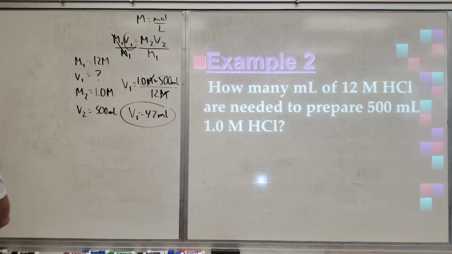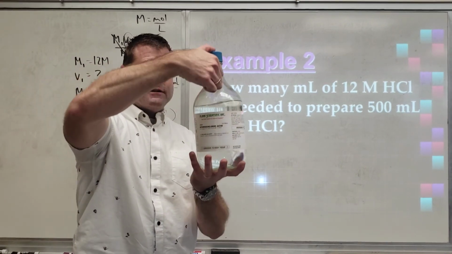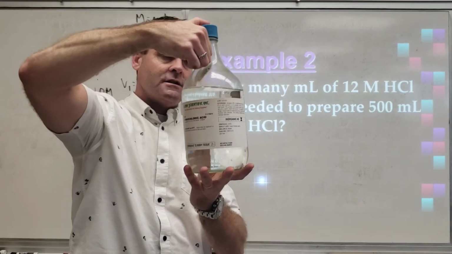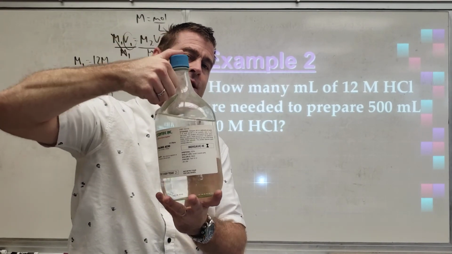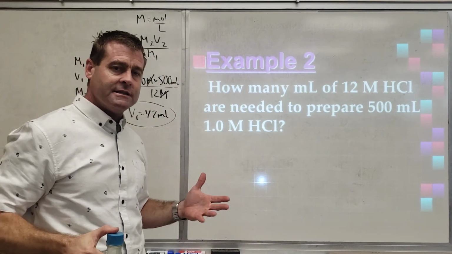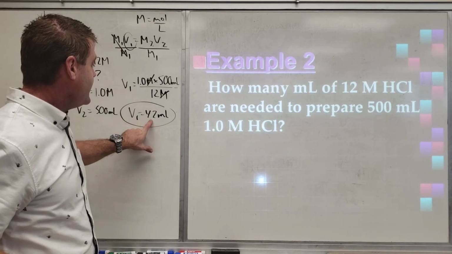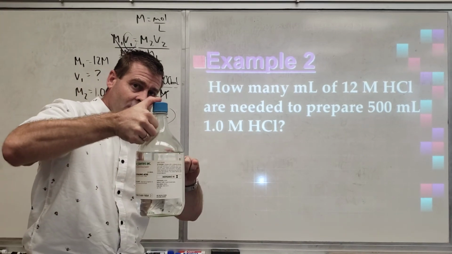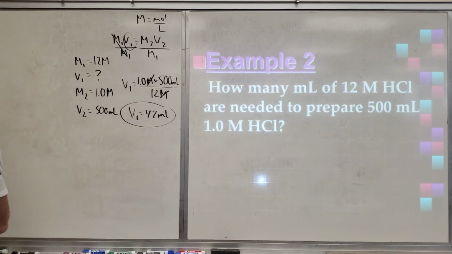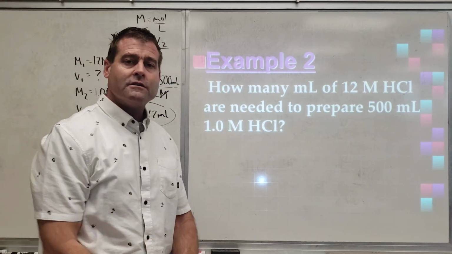So what would I do? I have this big old, was it 2.5 liters of highly concentrated hydrochloric acid. How much of this do I need? I just figured it out. These are the calculations lab techs need to be able to do. I need 42 milliliters of this initial solution. So I would carefully pour out 42 milliliters of that solution.